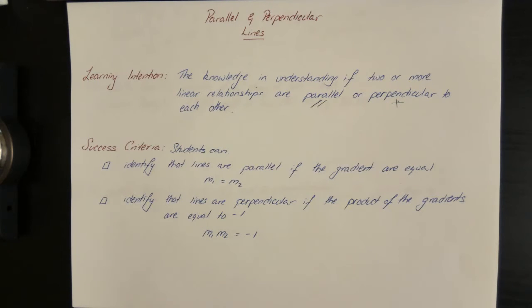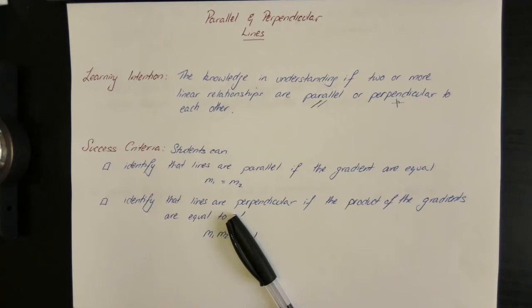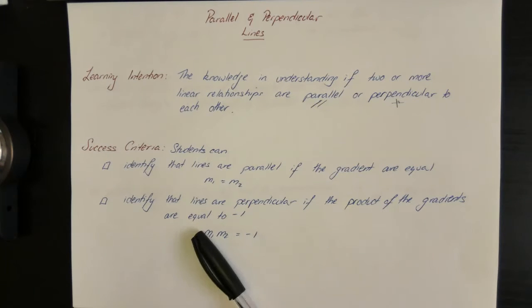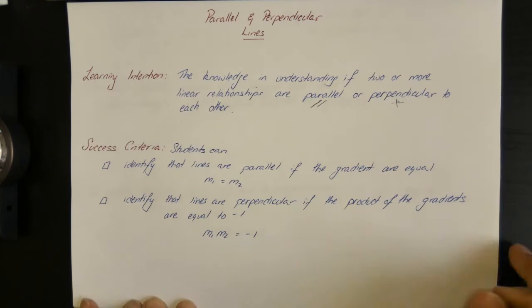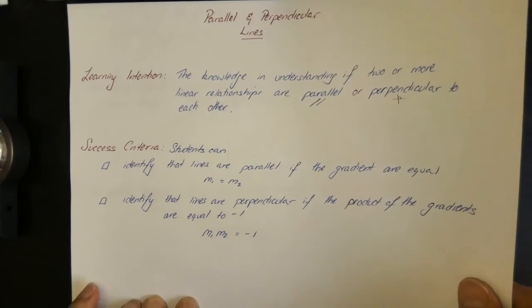You'll be successful if you can identify that lines are parallel, and they're parallel if the gradients are equal. So if the gradient of the first line is equal to the gradient of the second line, then they are parallel. Or identify that lines are perpendicular if the product of the gradients is equal to -1. If I have one line with gradient m1 and another with gradient m2, and I multiply them together and get -1, then the lines are perpendicular to each other.